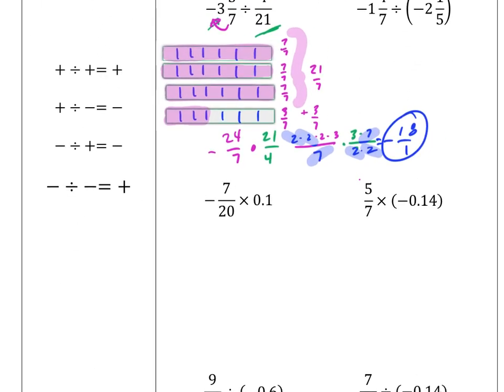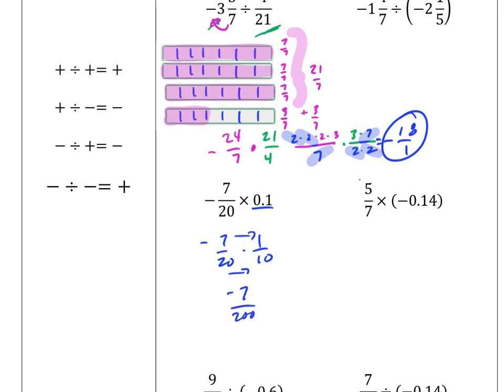Okay, this one, you want to turn these into either decimals or fractions. This is just 1/10, right? So that means we're going to have negative 7/20 times positive 1/10. And we're just going to multiply across, right? So that means I'm going to have negative 7 over 200.